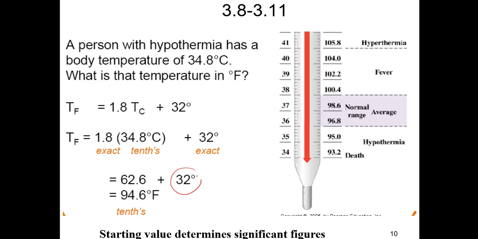For 32, because it's non-measured, it has infinite decimal places, so hypothetically the zeros can go on forever. So we have 1 versus infinity decimal places, so it should be rounded to 1 decimal place. Once we have our final answer with the proper decimal places, then we can go back and say, okay, now the final answer has 3 sig figs.